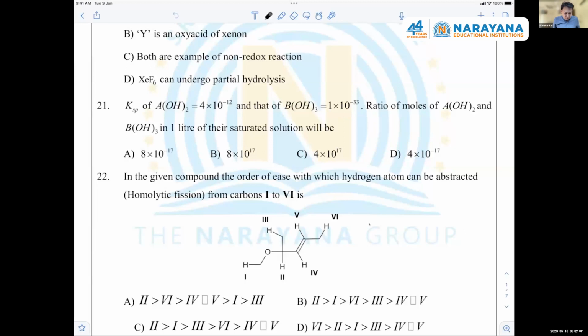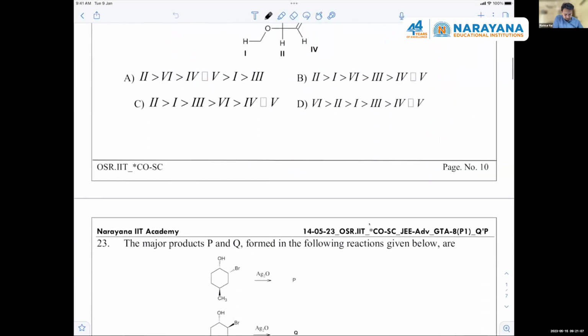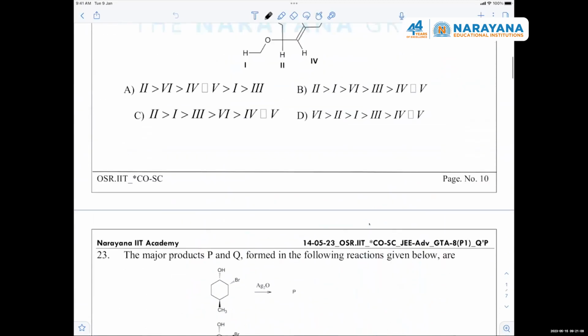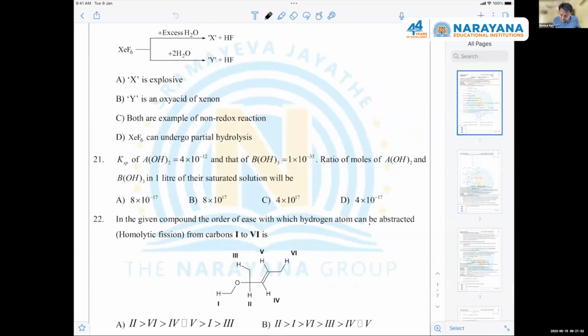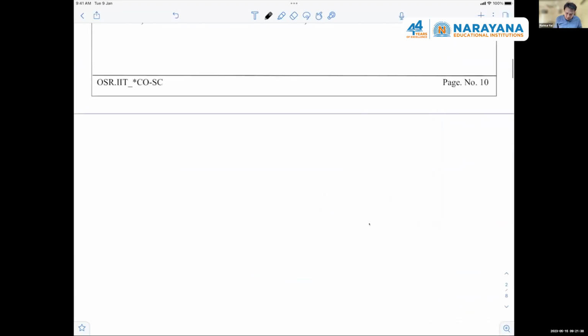Question number 21. KSP of Fe(OH)2. Any doubts here? No. Sir, they asked moles of salt, not A plus or B plus. It is KSP, the rule of moles of this and this in the liter. That means, what else could it be? Because A(OH)2 and B(OH)3 are not going to be in the solution as they are, since they're solid. So what else could it be?